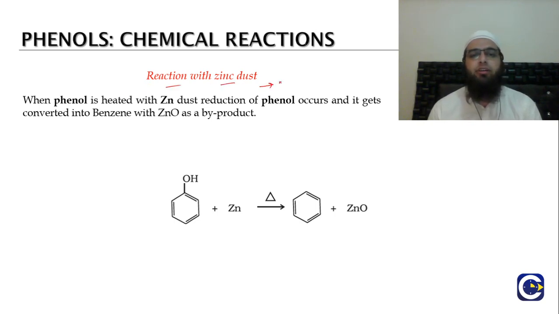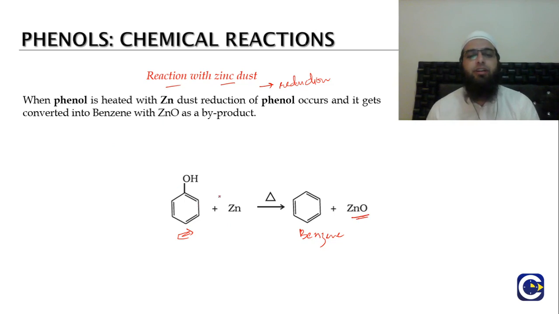So first of all we're taking the reaction of phenols with zinc dust. This is actually a reduction reaction. Here reduction of phenol takes place in the presence of zinc, and the mixture is heated and we get benzene in this case. Okay, this is the product of the reaction. And also we get zinc oxide in this reaction.